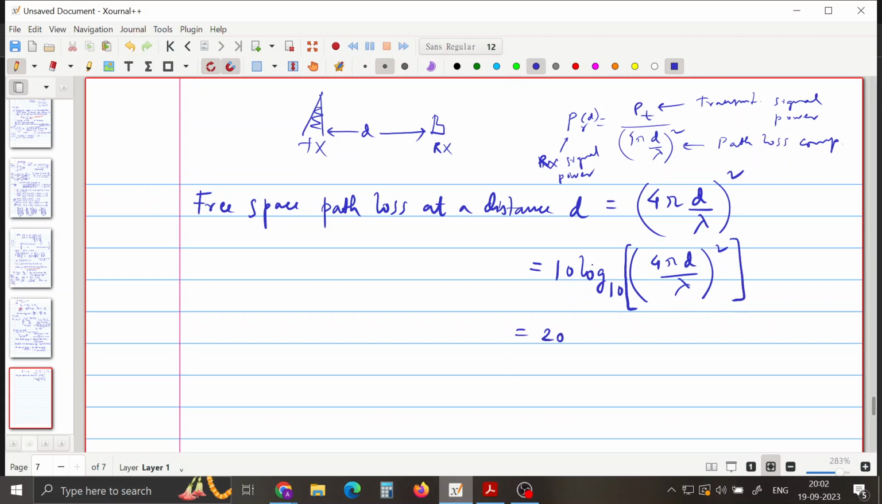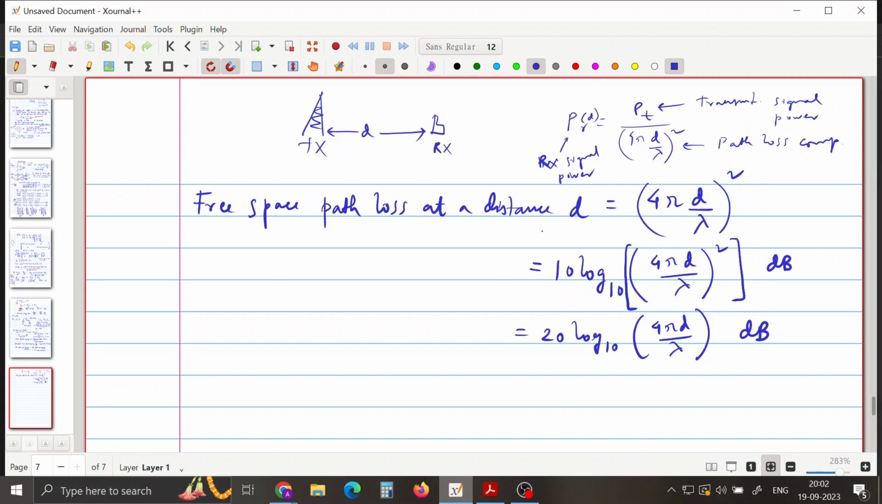This exponent will come as a multiplicative factor in front of log. That's the property of log. 20 times log base 10 of 4 pi d by lambda, in this much dB. So I am converting from linear to dB.